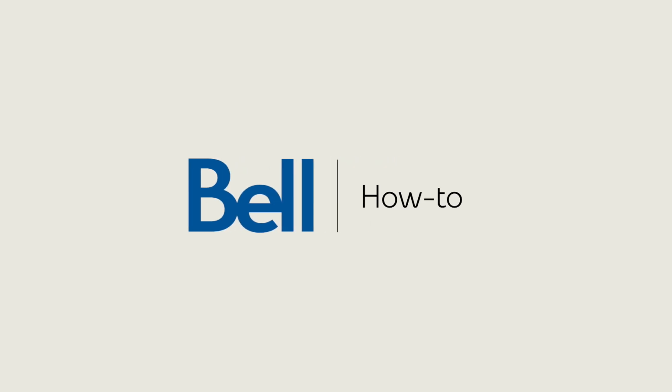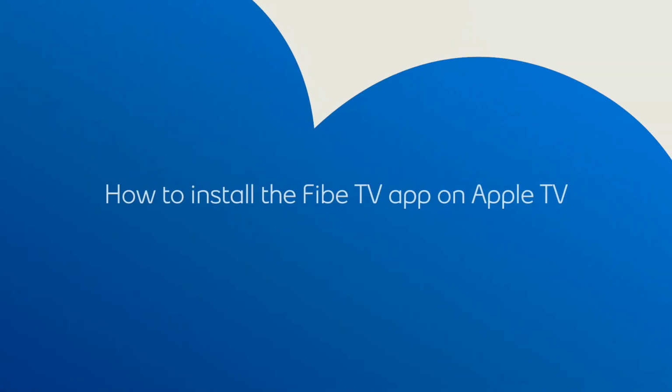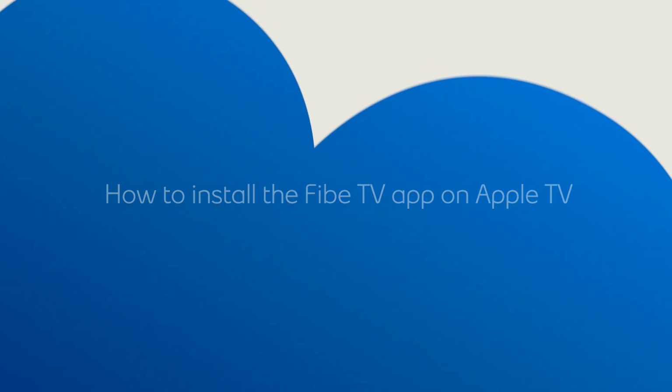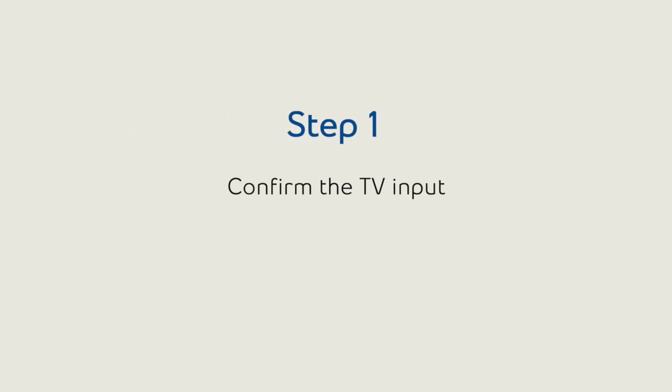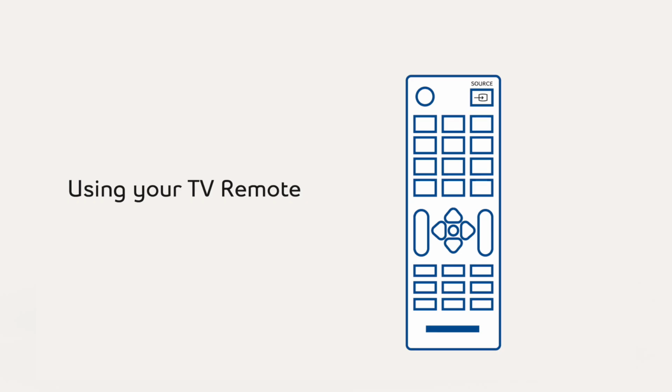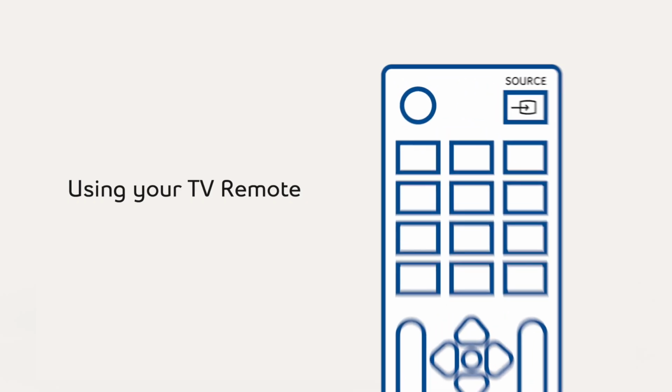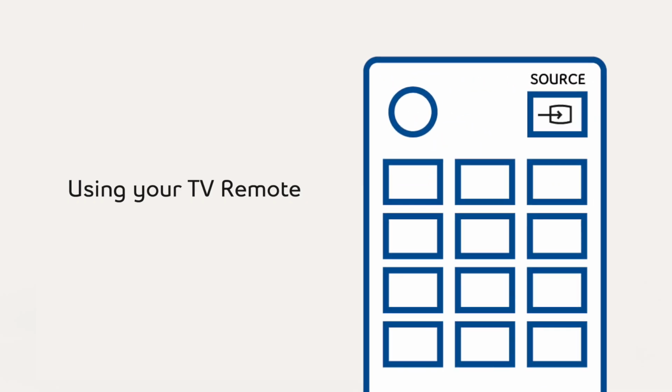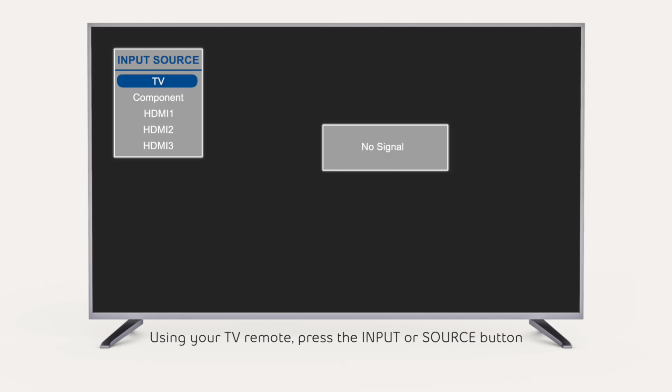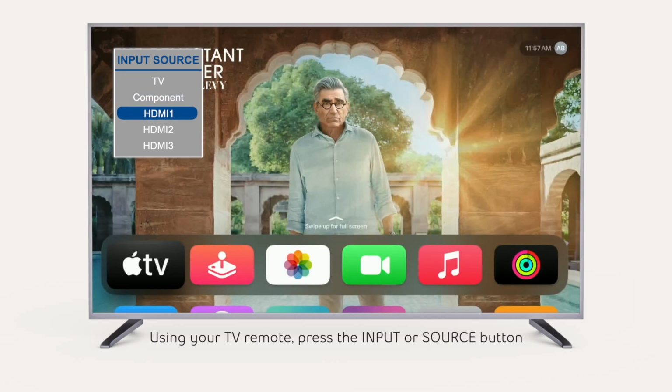In this video, we show how to install the Bell Fibe TV app on Apple TV. Make sure your TV is set to the correct input. If you don't see the Apple TV home screen, using your television remote, press the Input or Source button. Use it to select the correct HDMI input, and you're ready to begin.